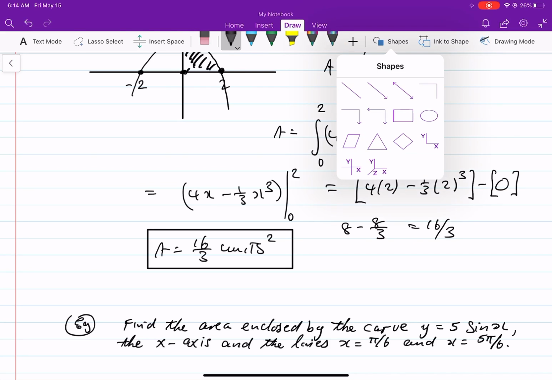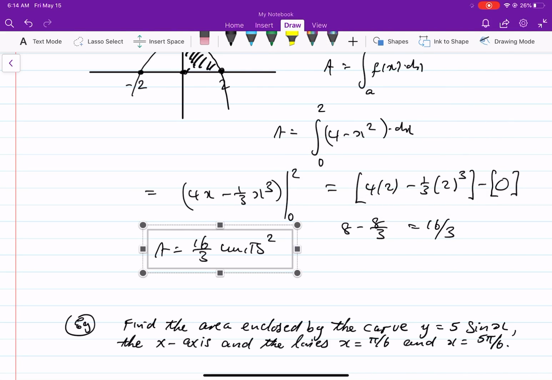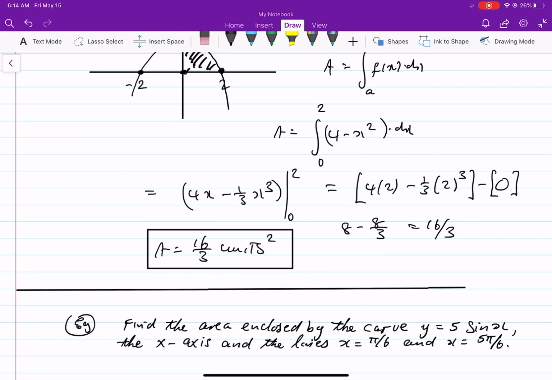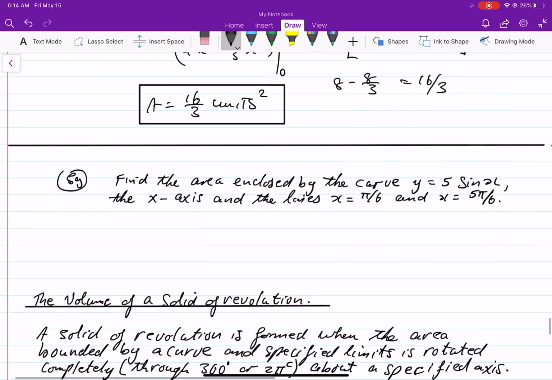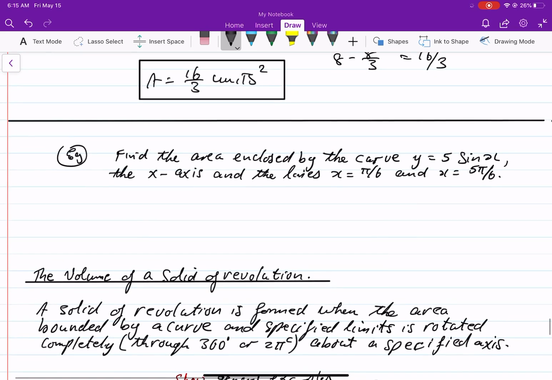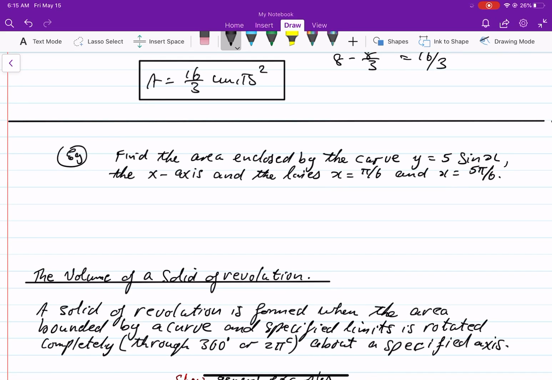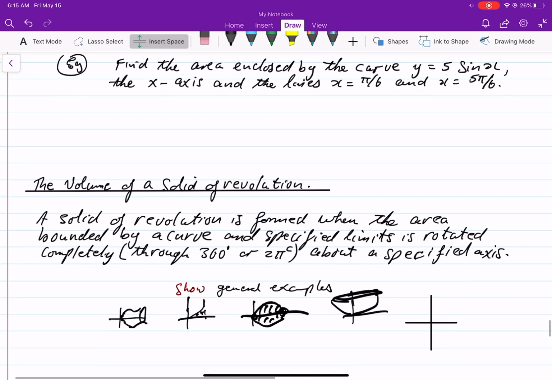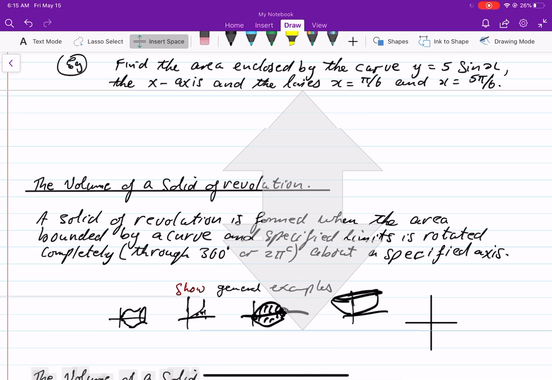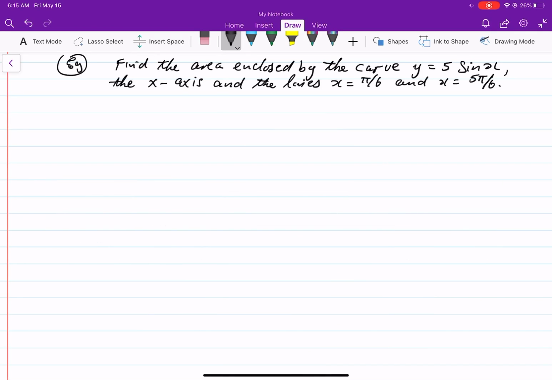Let's move on to the next one. This one says, find the area enclosed by the curve y equals 5 sine x, the x-axis, and the lines x equals pi upon 6 and x equals 5 pi upon 6. Even though for this tutorial your area is going to be in the first quadrant, you should still sketch the graph to see what it looks like. So let's sketch.